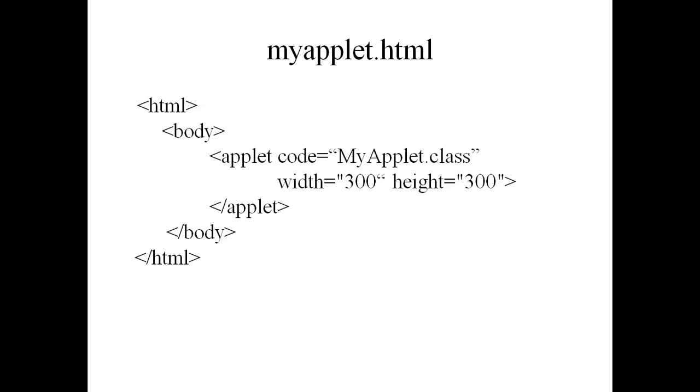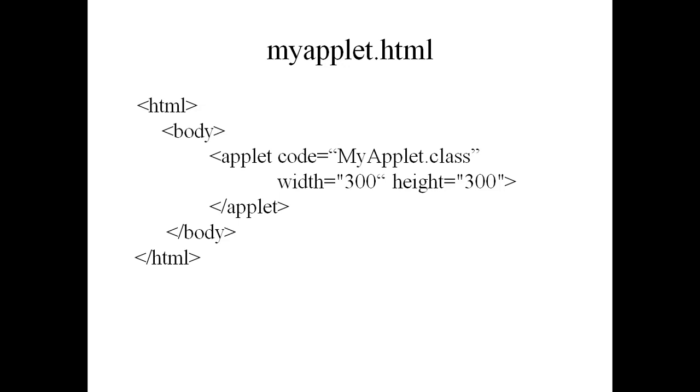HTML code begins with an HTML tag and body. The applet code has to be defined in the HTML code. The applet tag must contain 3 attributes: code, width, and height. Code represents the class name. MyApplet.class is the name of the Java class which I have created for applet programming. So the name of the class must be mentioned inside code. Width and height indicate the width and the height of the web browser in which the output will be shown. Then we'll close the applet tag, body, and HTML.